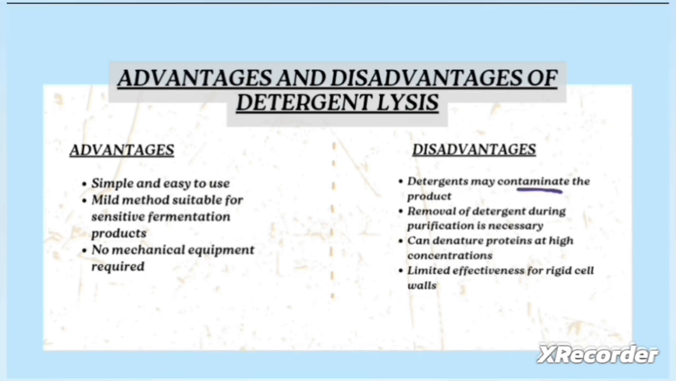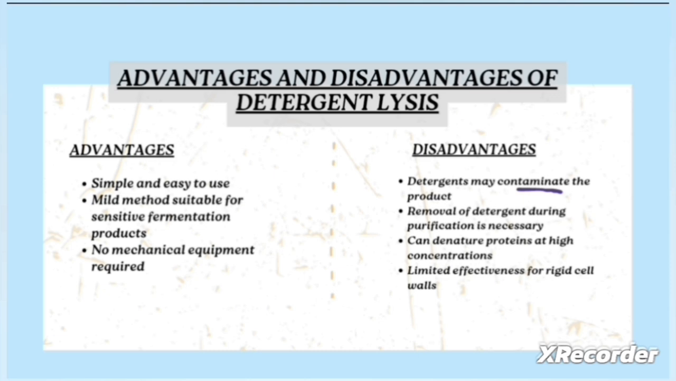They have limited effectiveness for microorganisms with rigid cell walls. Like in case of gram-positive organisms, they have a very thick peptidoglycan layer which prevents the detergents from coming in contact with their cell membrane. Also, in case of fungal cells, they too have many complex structures in their cell wall which also prevent the detergents from coming in contact with their cell membrane. So because of this property, they are not effectively used against these kinds of organisms.